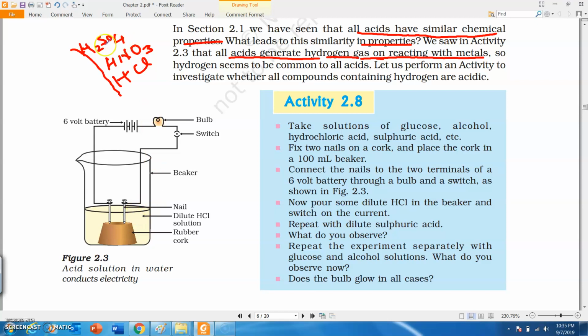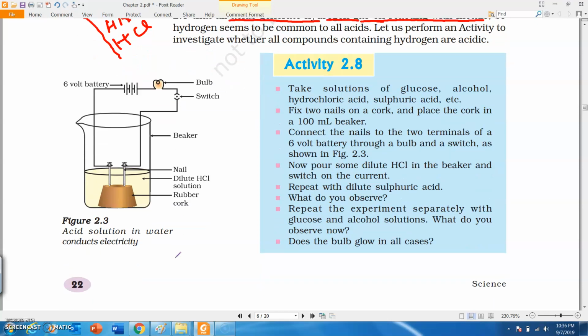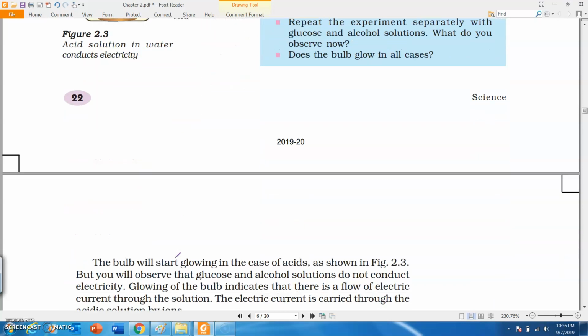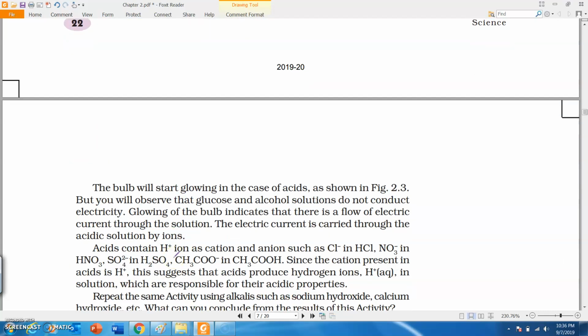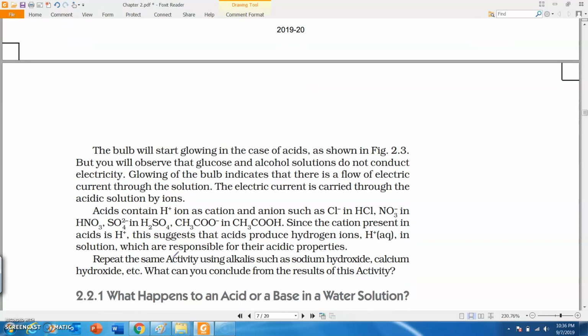In the same way we can take H2SO4, HNO3. The same process will happen in all the acids. But if we take the case of glucose or alcohol, instead of dilute HCl or sulfuric acid, we take glucose or alcohol here, the bulb will not glow. Why so? The bulb will start glowing in the case of acids, but it will not glow in the case of bases.